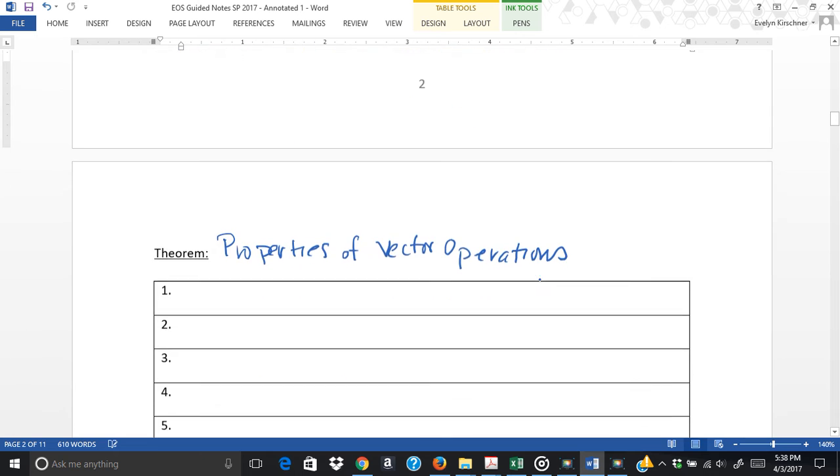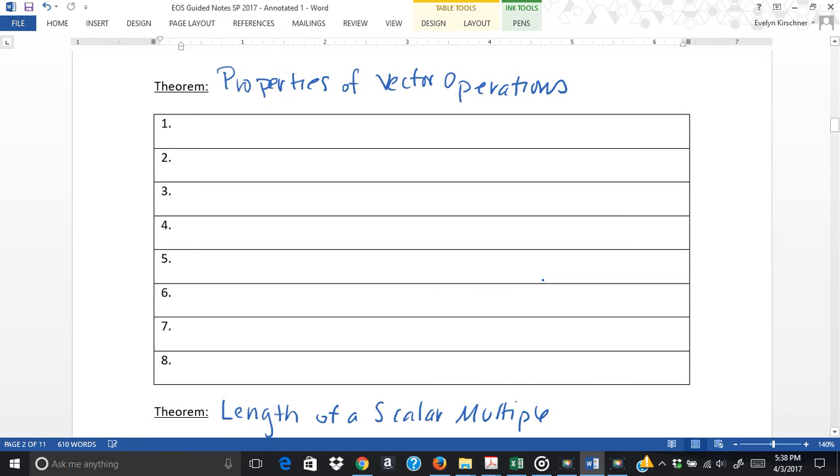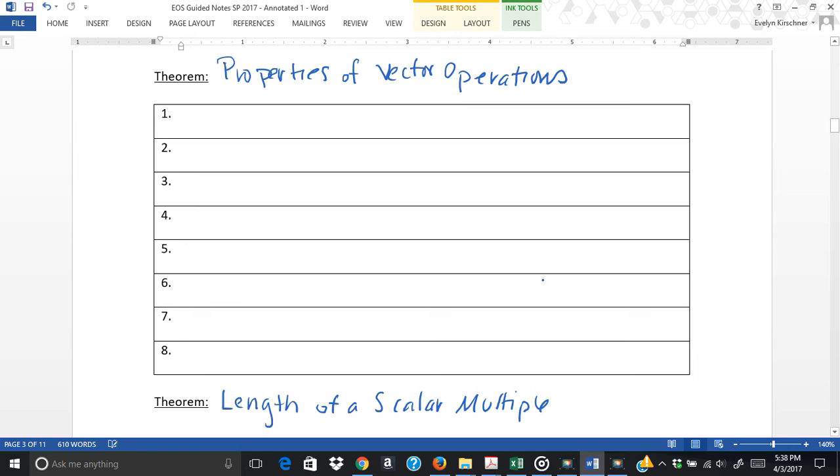The next thing we're going to do is we're going to do a theorem. It's the properties of vector operations. So I have u, v, and w are vectors, and c and d are scalars. And so I know that u plus v is v plus u. This is a commutative property.